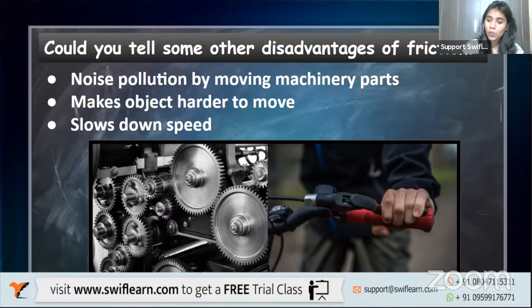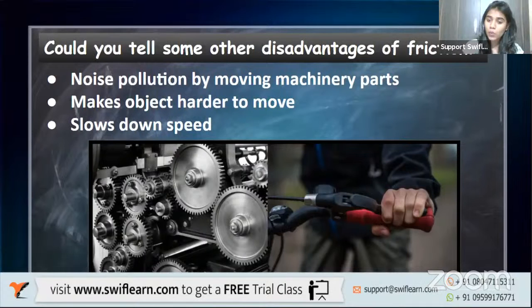Moving ahead, could you tell some other disadvantages of friction? Well, friction creates noise pollution. Whenever you see construction work or whenever you go to factories, there's a lot of noise, right? Why is there so much noise? Because of the friction between the machinery parts.